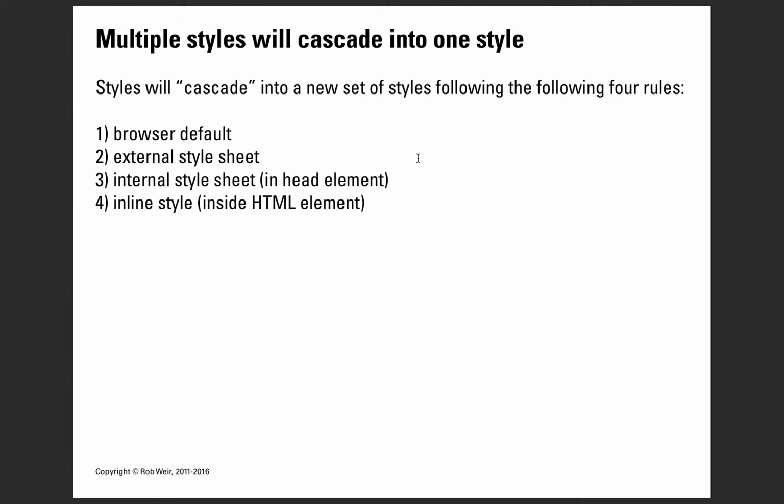The second thing that overrides those is that anything in an external style sheet will override the browser defaults. And then anything that's in an external style sheet will be overridden by an internal style sheet, which is the thing that we have in the head element. And then finally, the most specific style we can get is the inline style that's inside of the HTML element. So that's the order of inheritance that these things will work.